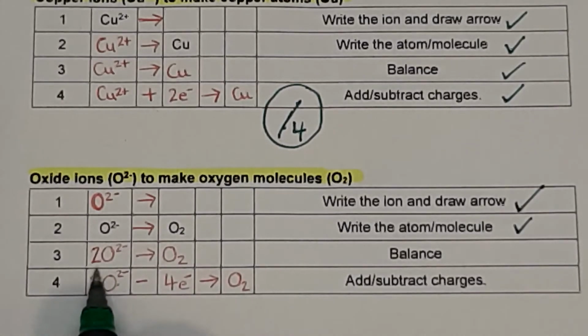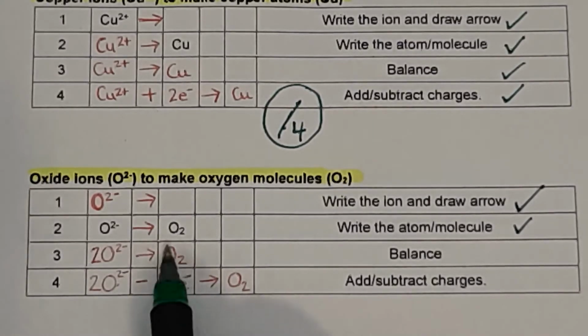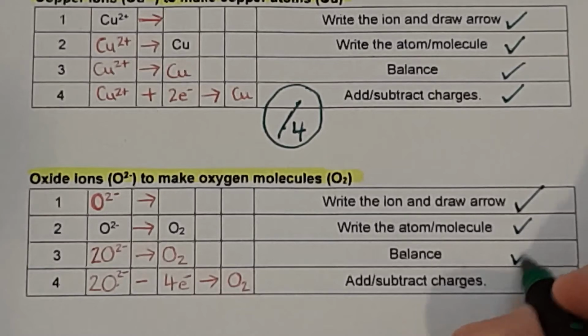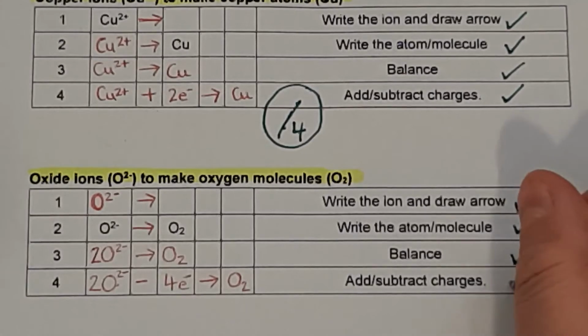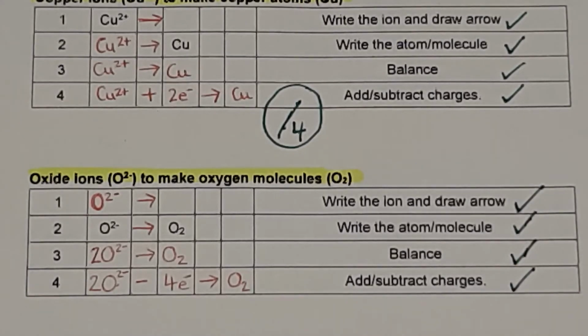Balance it. Well, it's 2 lots of O2-, which is 1 atom of oxygen with a 2- charge, turns into a diatomic oxygen molecule, which is 2 atoms of oxygen together, creating a molecule. And then add or subtract the charges, so we've got our 2O2-, and this time we've got to take away 4 electrons because it's got too many electrons, so we have to subtract electrons from this to turn it into a neutral molecule of O2. That was a tricky one. Make sure you've got any corrections you need to make there, and pause the video if you need to before we move on to the next one, which is aluminium.